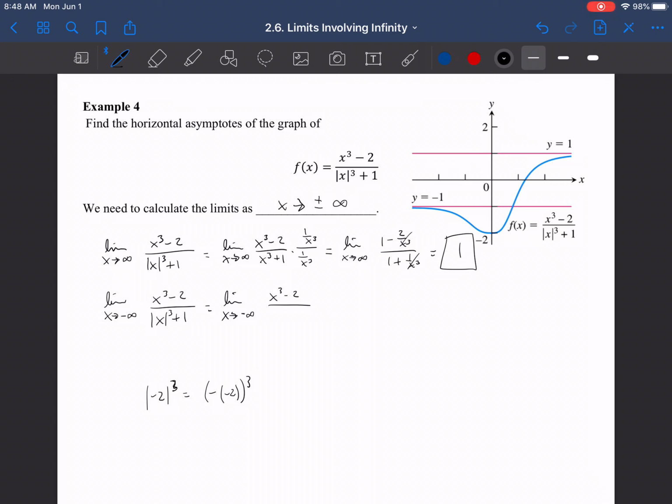And those two would then ultimately turn out to be the same, because this would be 8 and this would be 8 as well. So we can put a negative sign in front of it to get rid of that absolute value. So this would be negative x cubed plus 1. Okay? And when we do that, we can do the same thing. You plug in, multiply by 1 over x cubed on the top and bottom like that. And ultimately you're going to get 1 over negative 1, and you just get negative 1 there. Okay? And so basically we have two horizontal asymptotes. One is at y equals 1, and one is at y equals negative 1.